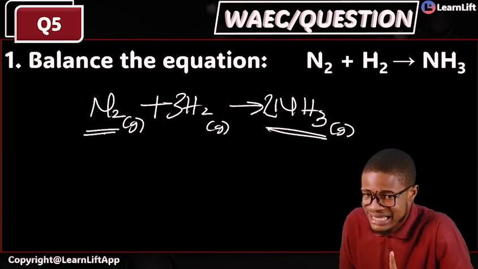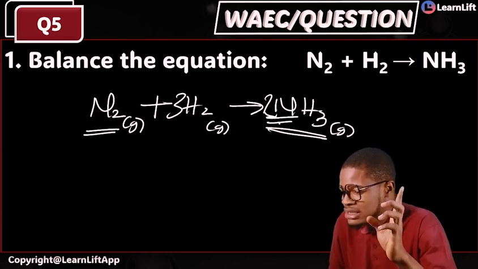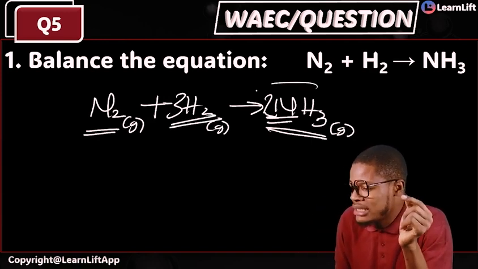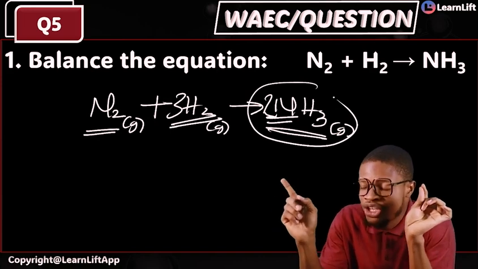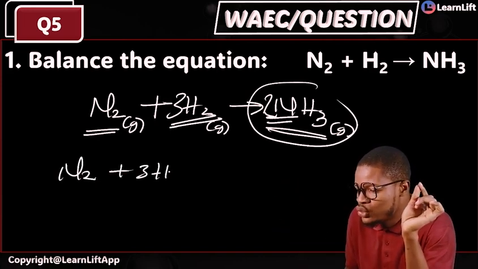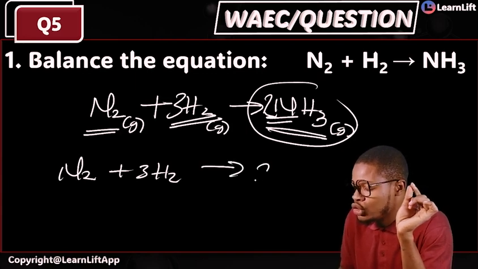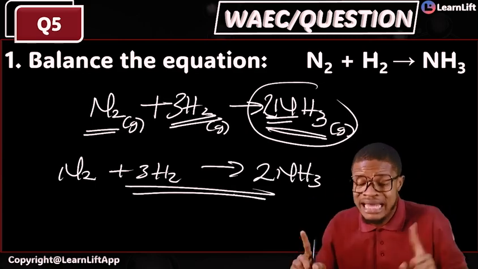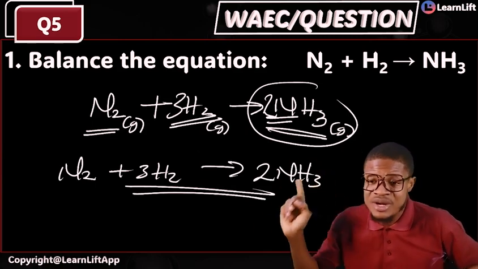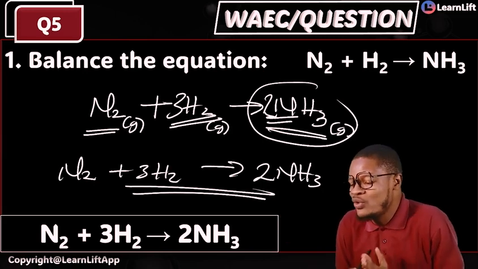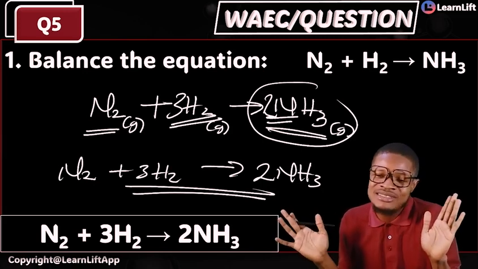Listen carefully. Is nitrogen balanced in the reactant? Yes. Is nitrogen balanced in the product? Yes, it is also 2. Hydrogen, how many? 6. Hydrogen, how many? 6. Is it balanced? Yes. Give me the balanced equation. It is N2 plus 3H2 to give us 2NH3. Everything here is now balanced. Once you have done that, you are out of there. This is the correct answer: N2 plus 3H2 gives 2NH3. And you are correct.